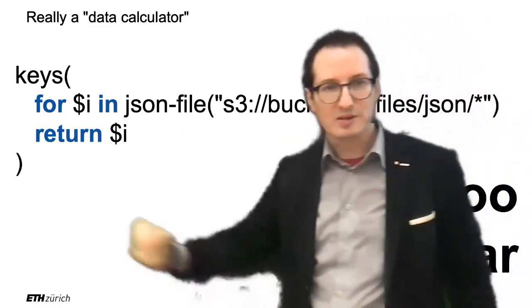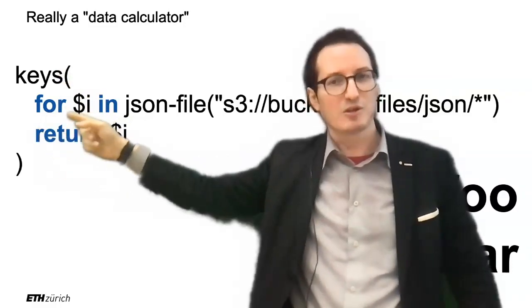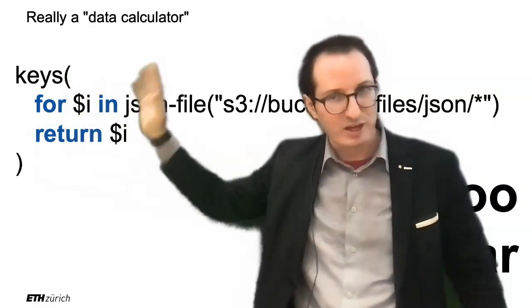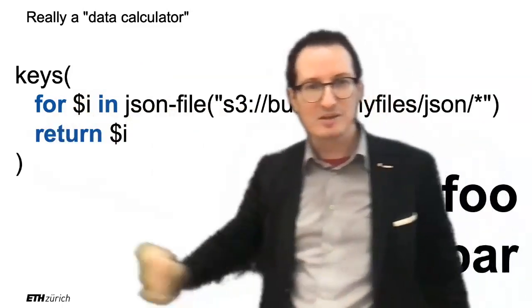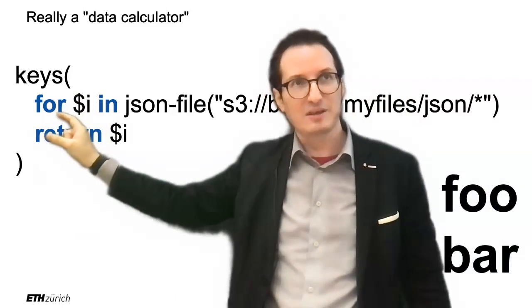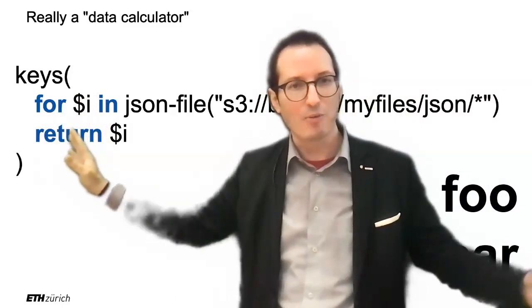What is important to understand is that keys takes a sequence of items, a sequence of objects. If there are things that are not objects, it just ignores them. So a sequence of objects there. But the magic is that you can have 1 trillion objects in there, or you can have 10. It's all the same for JSONiq. Doesn't matter how many there are.